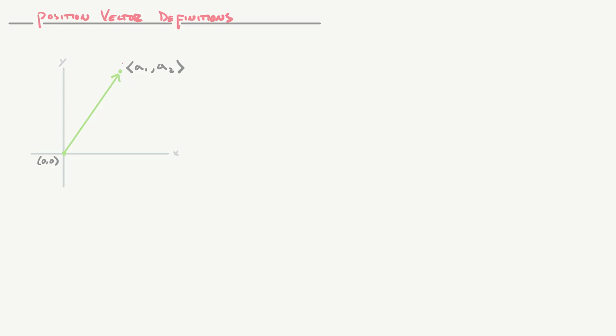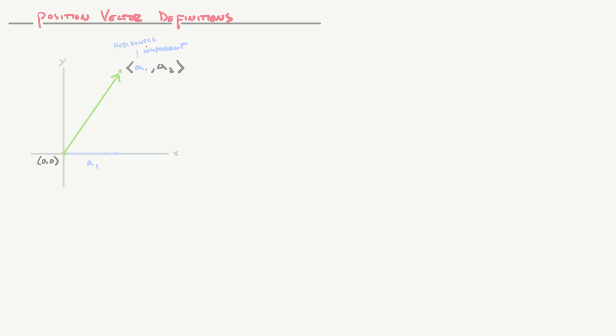Well, instead, we use the angled brackets. And if I'm giving you something as an angled bracket, then you know, oh, that's a position vector, right? Its initial point is 0, 0. Its terminal point is a1, a2 on the Cartesian plane somewhere. I drew it in quadrant 1, but it can be anywhere.